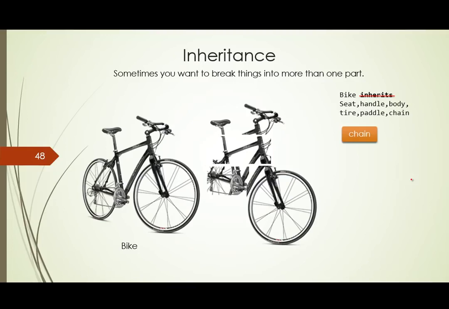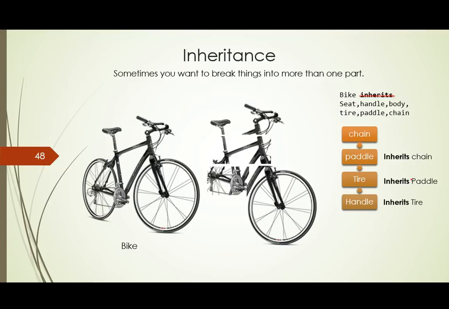The way you can follow, if you really want to go with the class approach, is that you make a class of chain. Then you make a class of pedal which inherits from the chain, which is not very logical. If you really think about it, this should be separate. But for the sake of work, we're just assuming that that's how it's done. Then we have the tire class, which inherits the pedal class. Then we have the handle class, which inherits the tire class. And the seat class inherits the handle class. The body inherits the seat. And the bike inherits the body, and so on. So that's how we get the cycle.